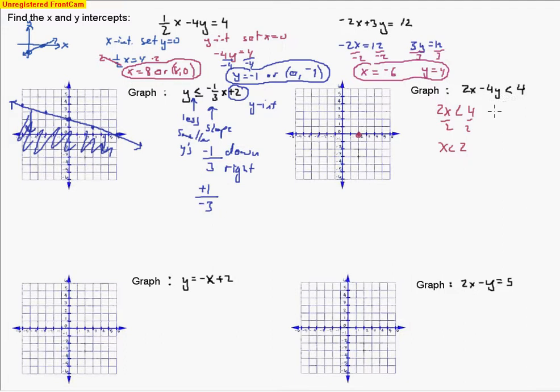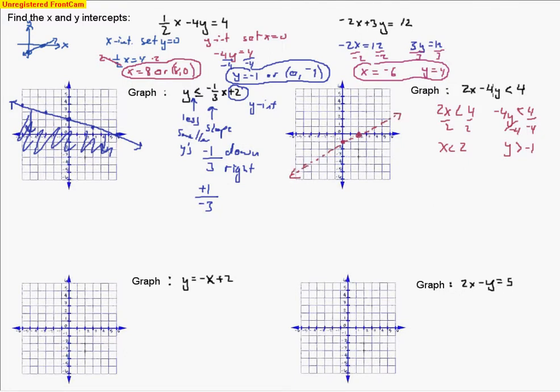And then over here we have negative 4y is less than 4. So when you divide by negative 4, a couple things happen. We got y now is greater than negative 1. So we go down 1 space, put a dot there. Y is greater, so we'll talk about that in just a moment, and we can go ahead and sketch the curve or the line through those points.